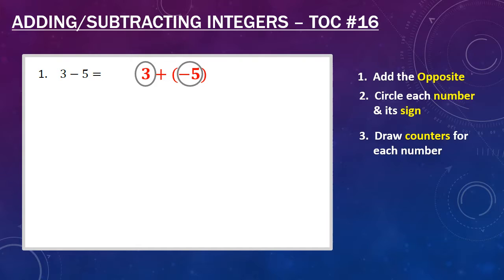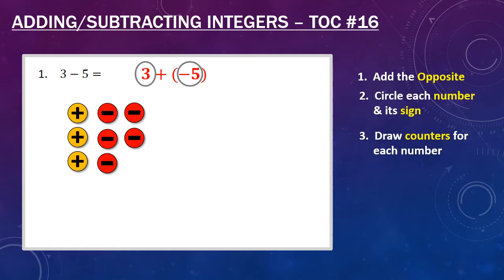Then I draw the counters for each number. Since 3 is positive, I'm going to draw 3 positive counters. Since 5 is negative, I'm going to draw 5 negative counters, and you can pause the video if you need more time. Then we eliminate the zero pairs.